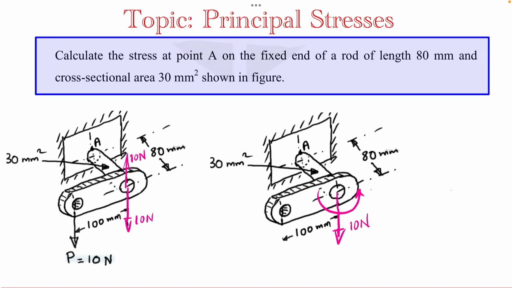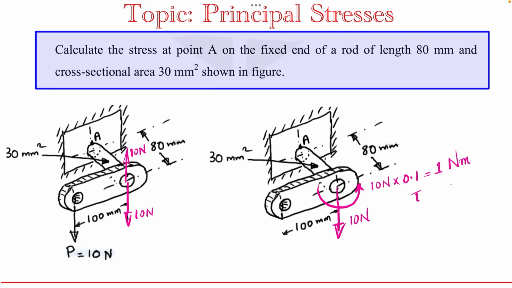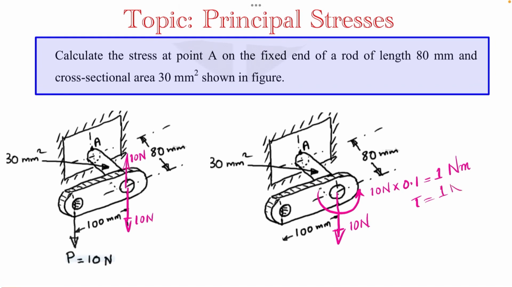So a moment of 10 Newton into 100 mm, or 0.1 meter, which is equivalent to 1 Newton meter, is acting. This is trying to twist the shaft containing the point A. So this is a torque, and that torque value is 1 Newton meter. I am taking the force as 10 Newton, which is actually too low.